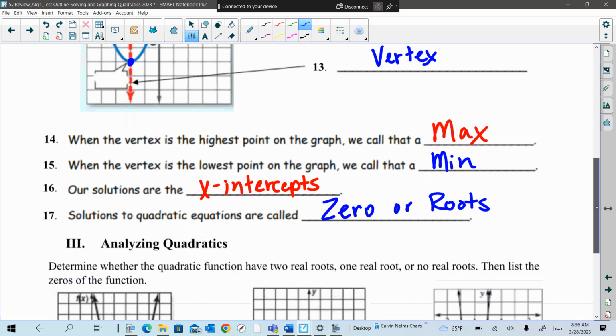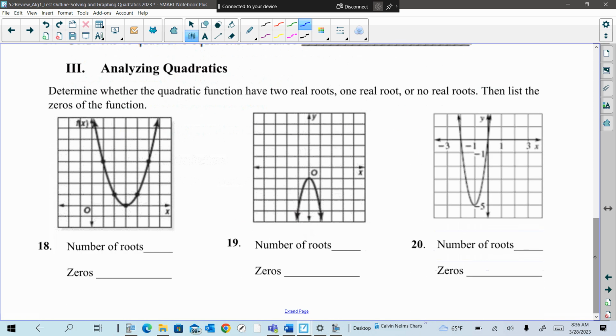Okay. All right. So then we're just going to ask you to analyze the graphs, kind of like what you did last night. The graph will be given to you, and then you're going to answer questions off of it.